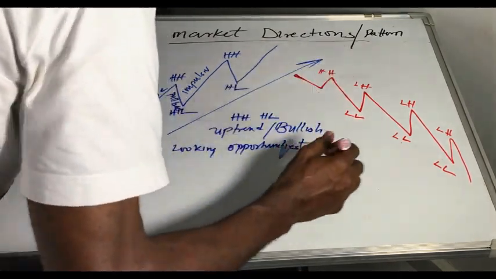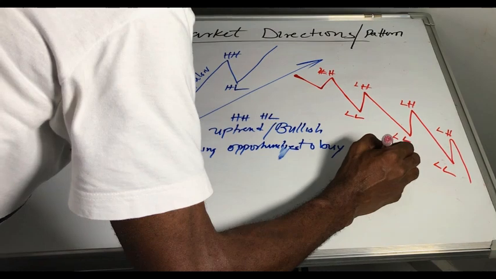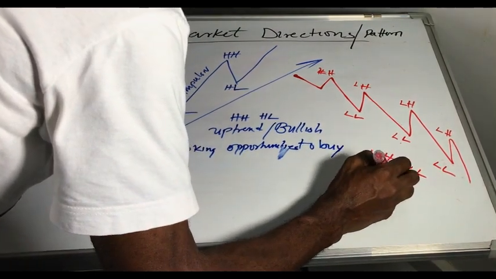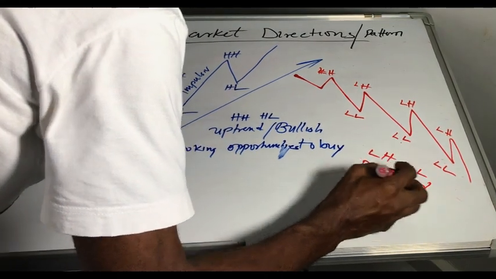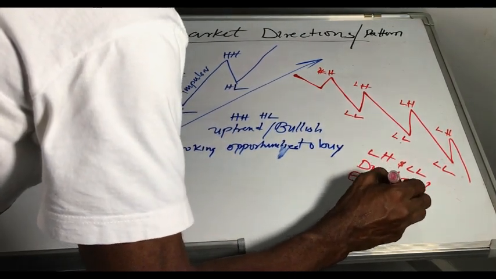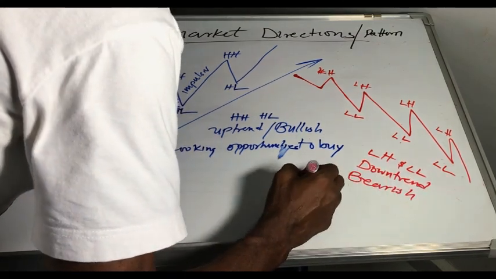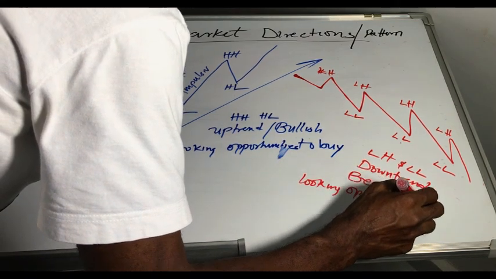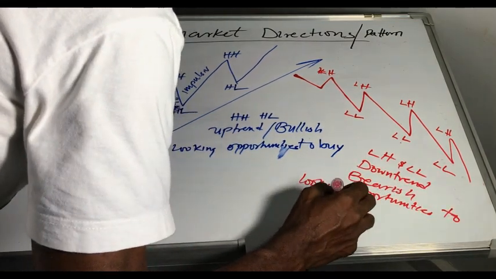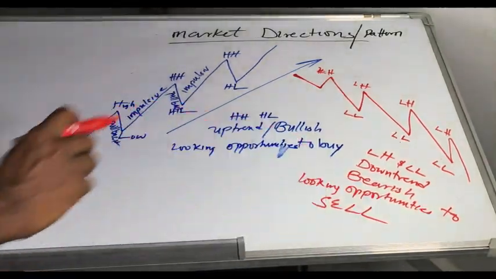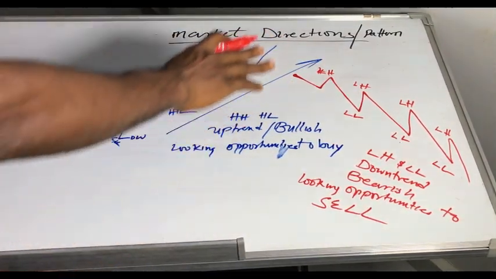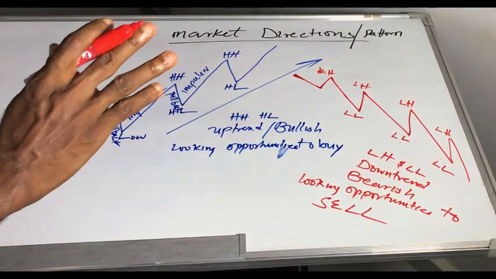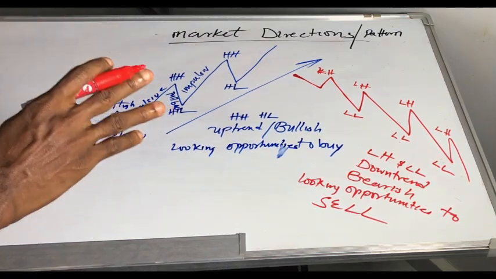So when the market is forming a series of lower highs and lower lows, it is said to be in a downtrend. It's said to be a bearish market. And therefore, you'll be looking for opportunities to sell. Don't think of buying when you are looking at lower highs and lower lows. Just think of where do I join the sell? How do I sell in this kind of market?